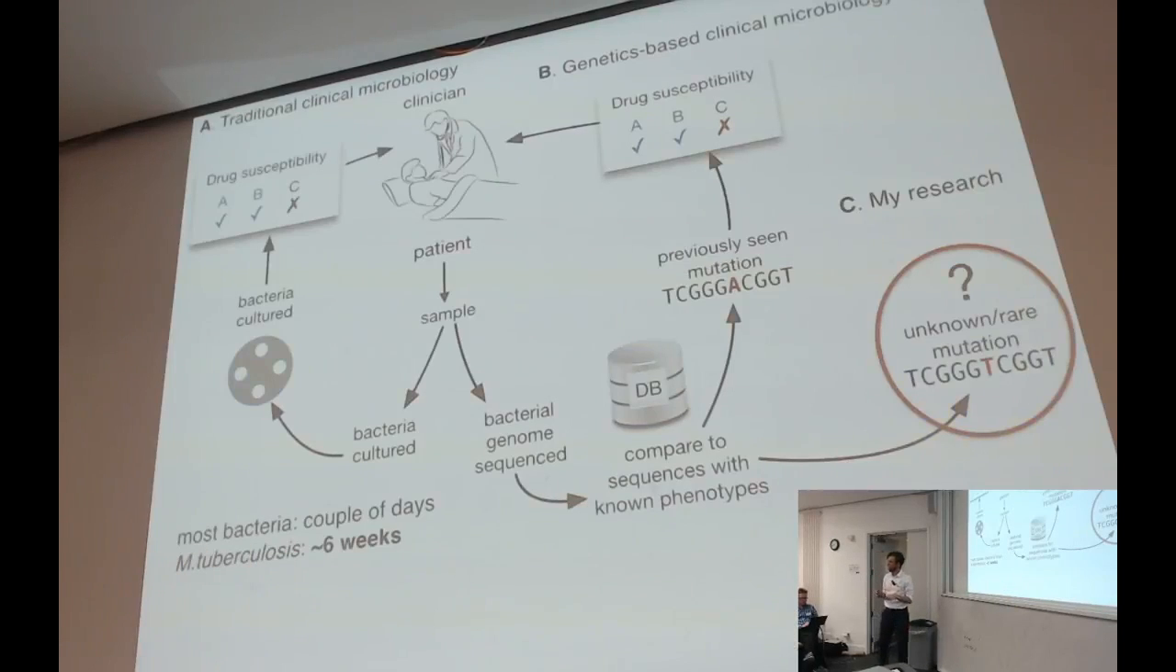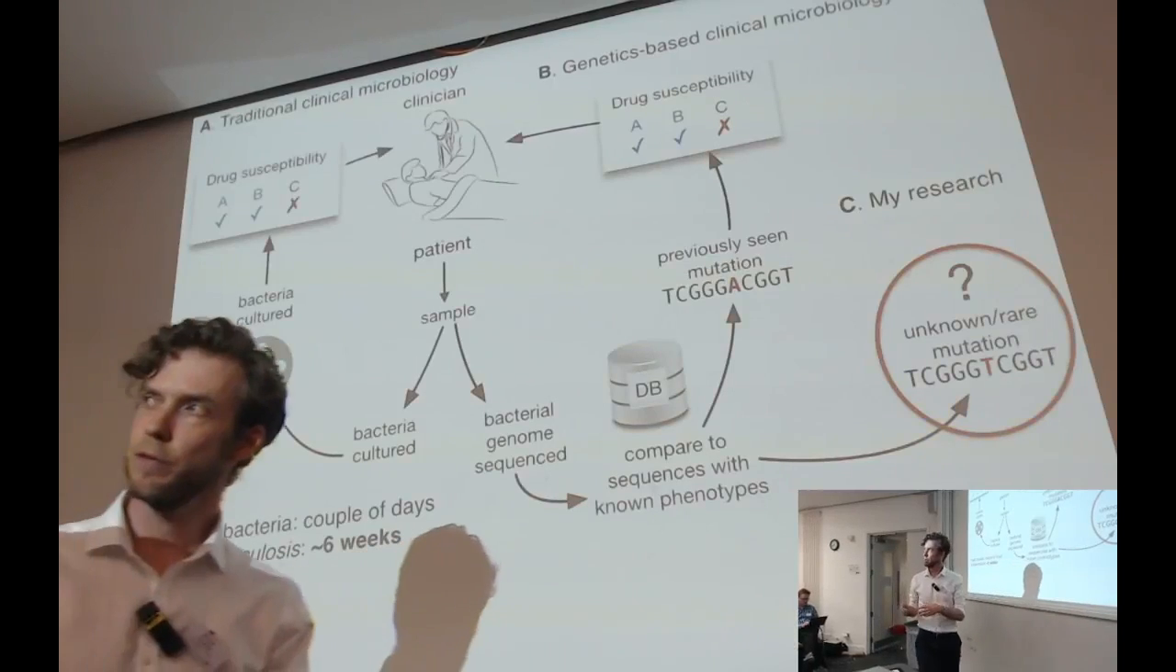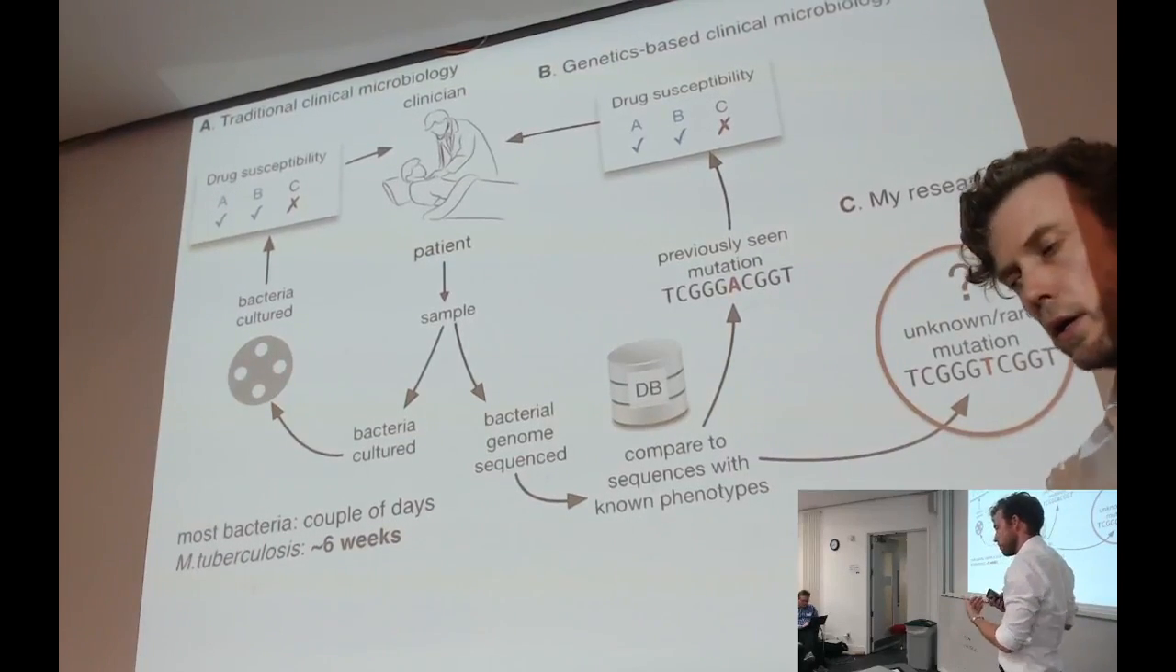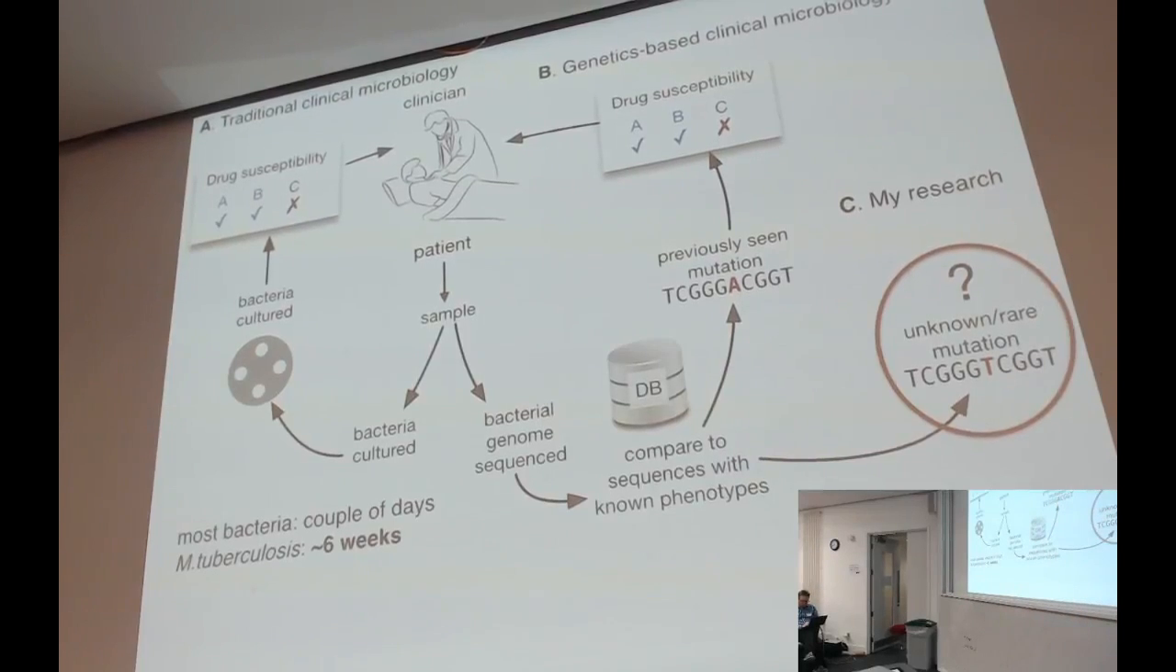Now where I come in is this is fundamentally an inferential approach, in that it can only predict things that it's seen before. When it bumps into mutations it doesn't know, it's stuck. So I'm trying to come up with methods, and you can guess how, that will predict the phenotype for unknown or rare mutations. And these will become more common as we start using the second and third line TB drugs, because we just don't have the literature and work on the sorts of mutations that give rise to resistance to those that we do with the frontline drugs.